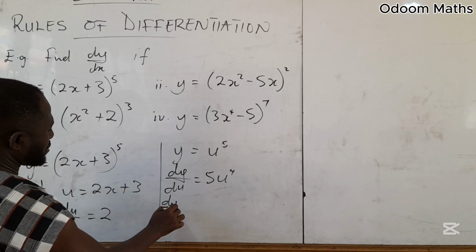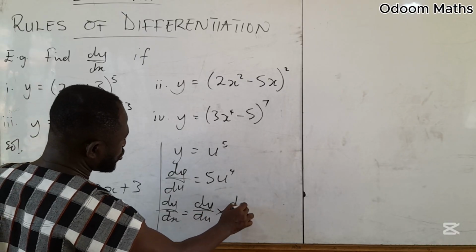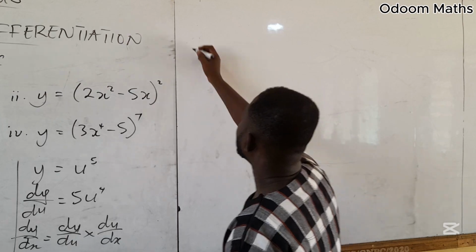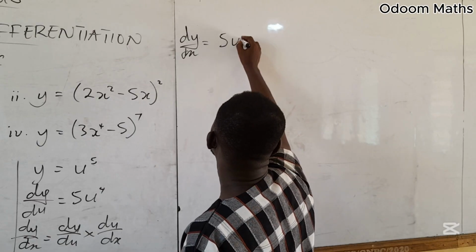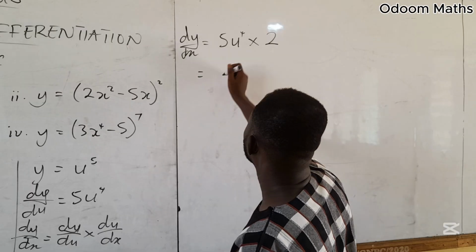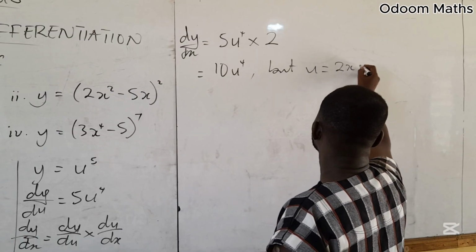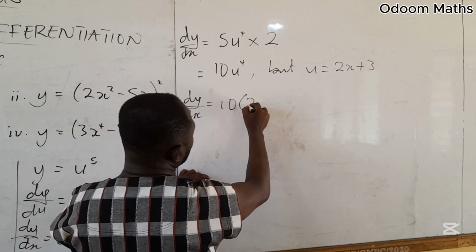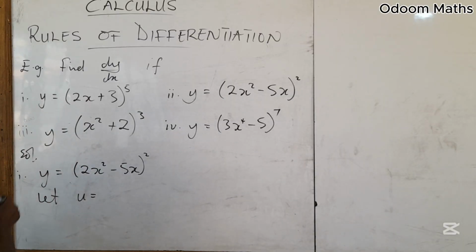Okay, so my dy/dx is equal to dy/du times du/dx. That is, when you cancel this, you get dy/dx. So my dy/du, I had 5u to the power 4, times du/dx, I had 2, so 5 times 2. So this and this becomes 10u to the power 4. But u is 2x plus 3. So in this case, my dy/dx becomes 10 into bracket 2x plus 3 to the power 4.